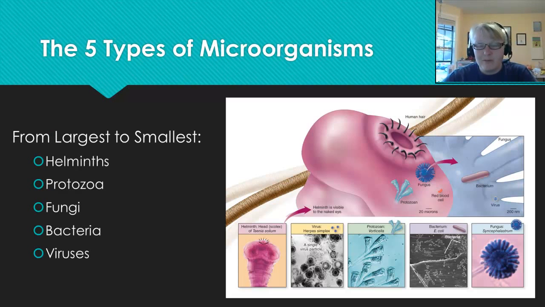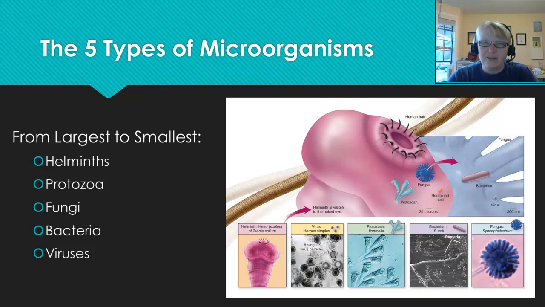So hopefully you remember from our last topic that we have 5 types of microorganisms and that they're broken down into 2 groups, eukaryotes and prokaryotes. Eukaryotes are the big cells. These are much larger cells. These eukaryotes form the groups helminths, which are worms, protozoa, and fungi. The prokaryotes are represented by the bacteria, and the non-living particles are viruses.